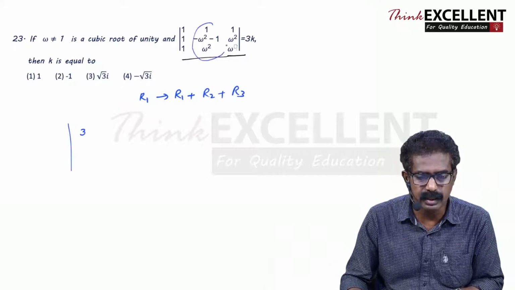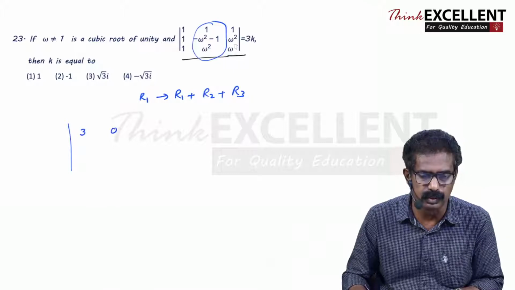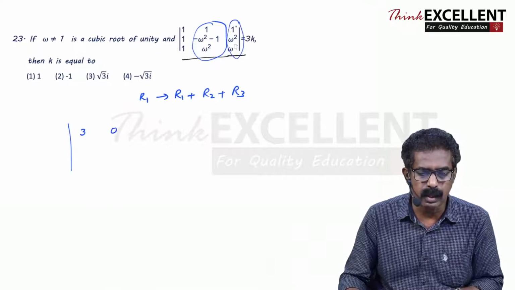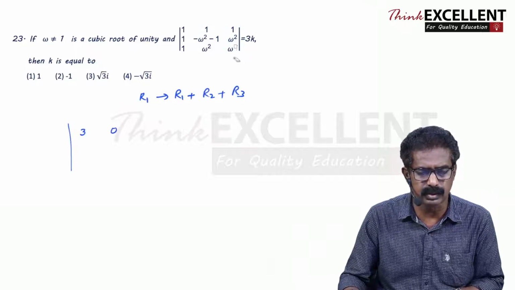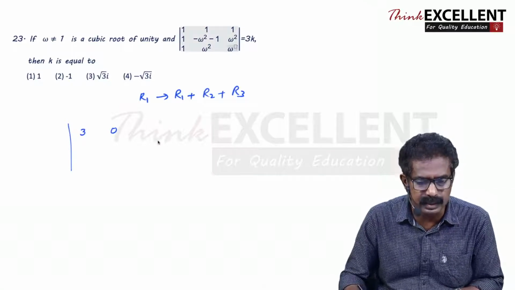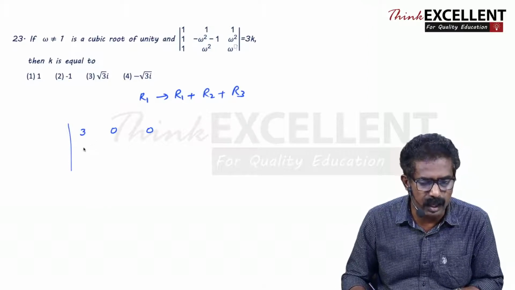Here if you add all these, 1 and minus 1 cancel, minus omega square plus omega square cancel, 0. Third one, if you add 1 plus omega square plus omega, it is 1 plus omega square plus omega, so you know the answer is what? 0. So that is also 0, so the calculation will be easy. Remaining you write as it is, 1.